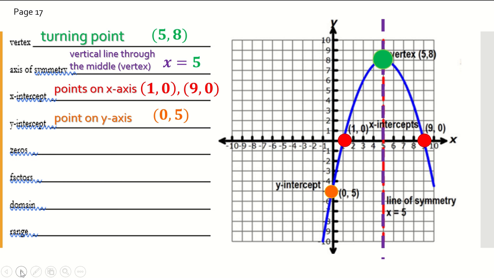Zeros, remember, are the exact same thing as our x-intercepts. So we had two zeros, one at positive 1 and one at 9. So we'd say x is 1 and 9.